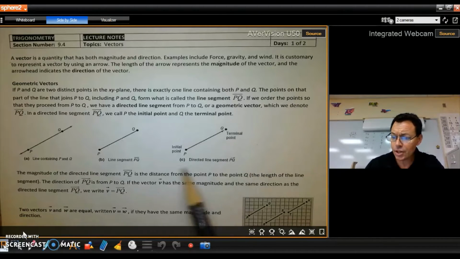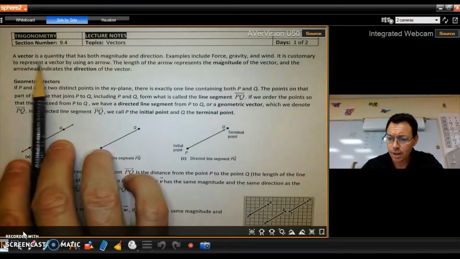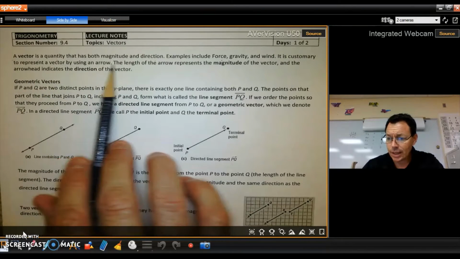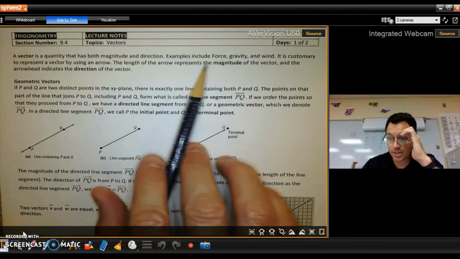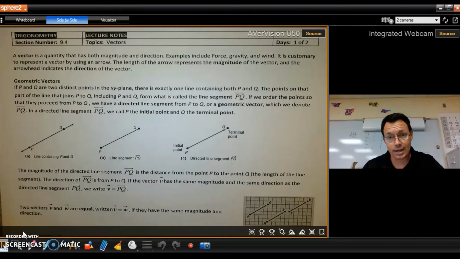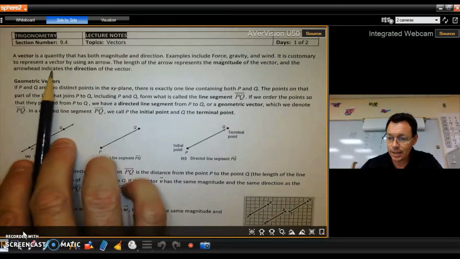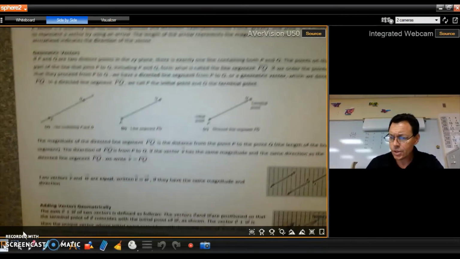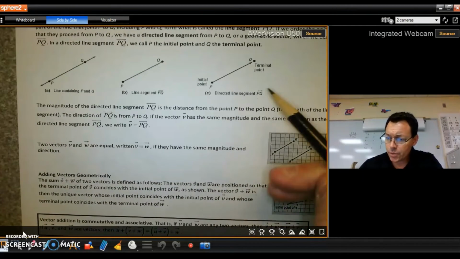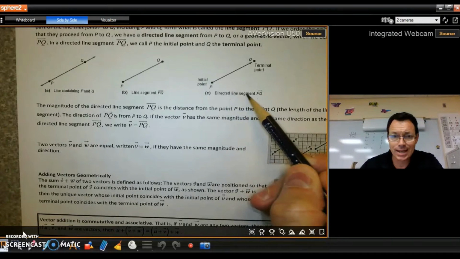Okay? Geometrically, when we talk about a vector, we use an arrow. The length of the arrow represents the magnitude. So the longer the line, the stronger it is. And the arrowhead indicates the direction. So geometrically, we use what is called a directed line segment.